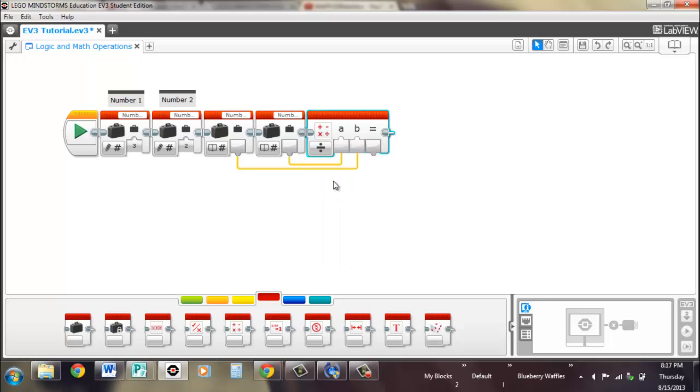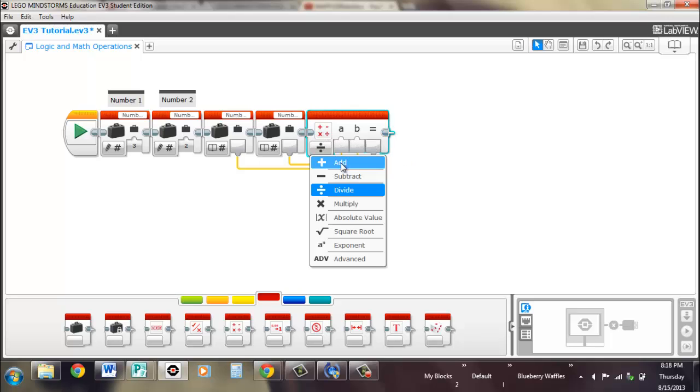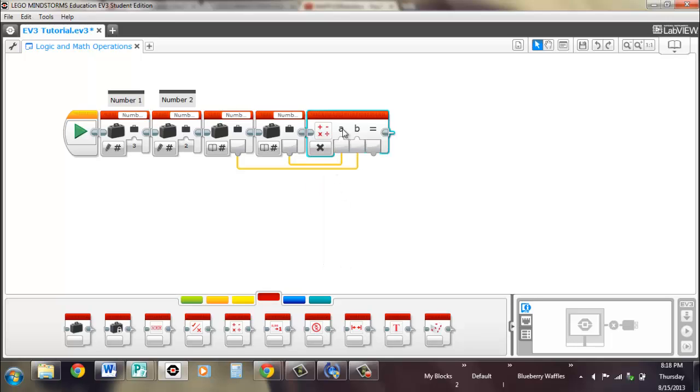Go to divide. Again, A divided by B. It's always that way. In some cases, like multiplication and addition, it doesn't matter which one is first, but for division and subtraction, it definitely does. So yeah, that would be 3 over 2. It would output 1.5. Multiply A times B, so it would output 6.